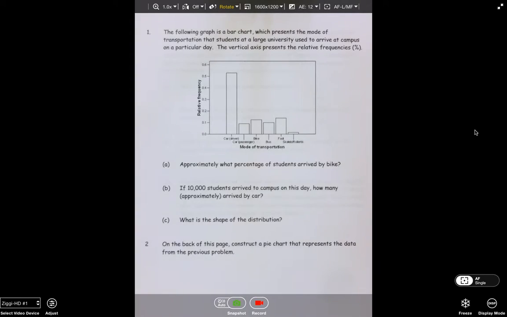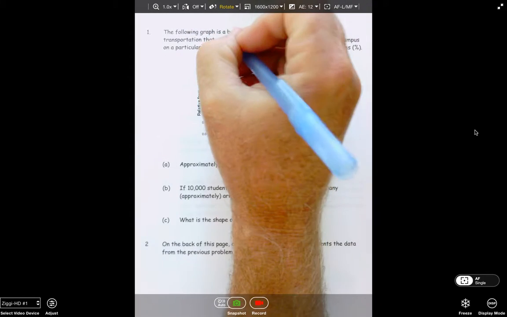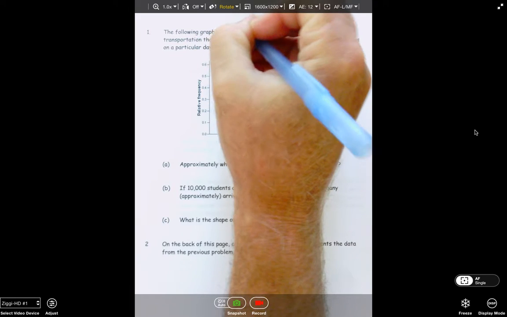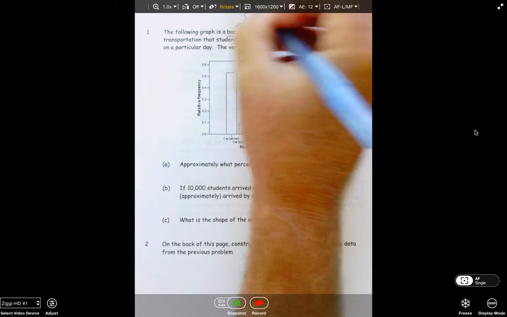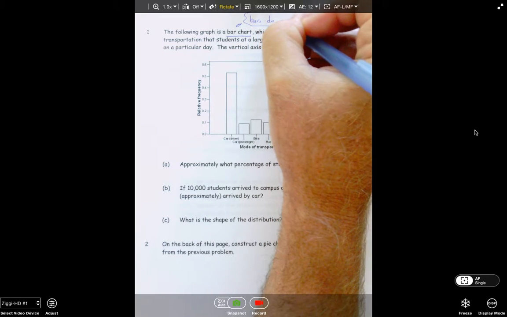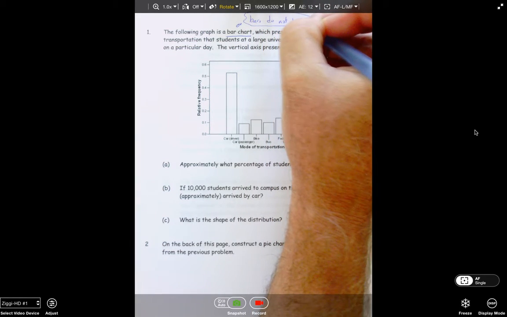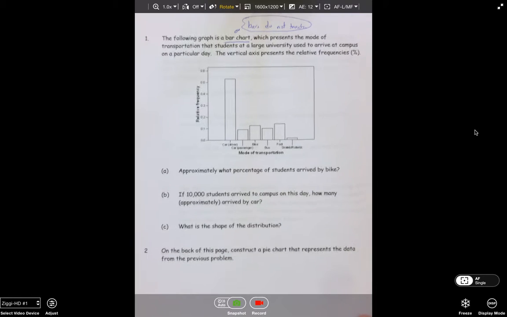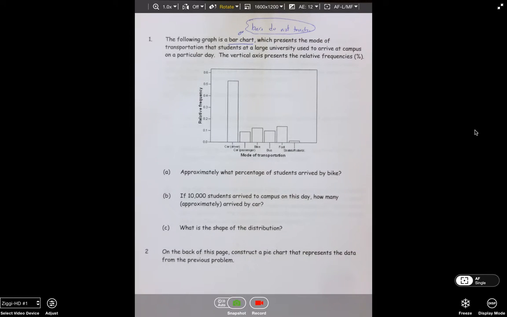Okay. Now let's just run through this together. So the following graph is a bar chart. So bar chart, guys, what should you think? Bars do not touch. Okay? These things look like histograms, so to speak, but they don't touch.